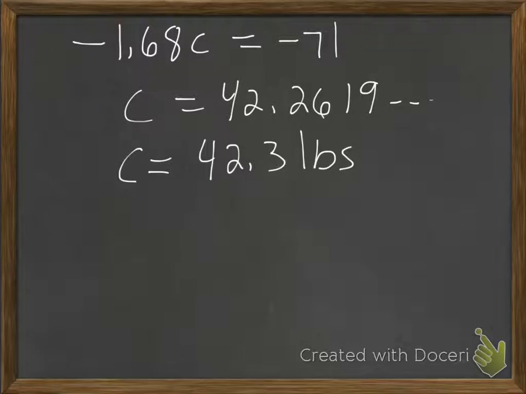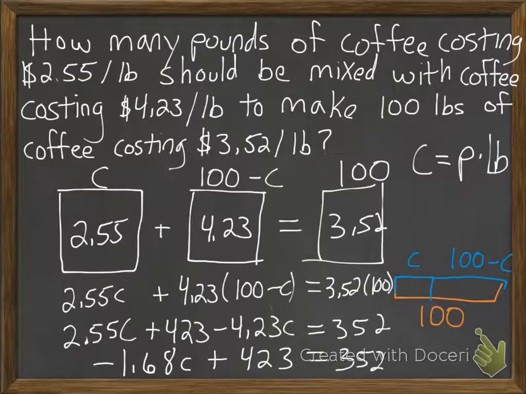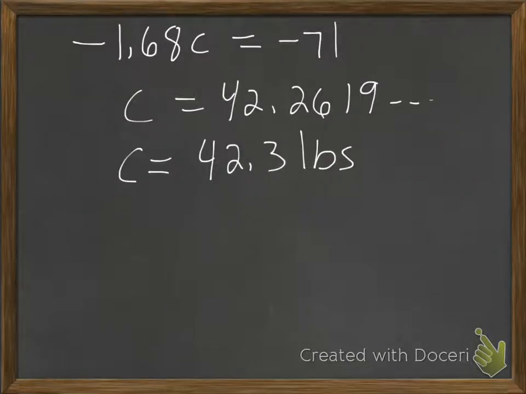Now, in our problem, we wanted to know how many pounds of coffee costing $2.55 should be mixed with coffee costing $4.23 per pound to make 100 pounds of coffee costing $3.52. So actually, in this case, we just wanted to know how many pounds of the first kind. We actually didn't even ask about how many pounds of the second kind. So that's actually our answer, 42.3 pounds.